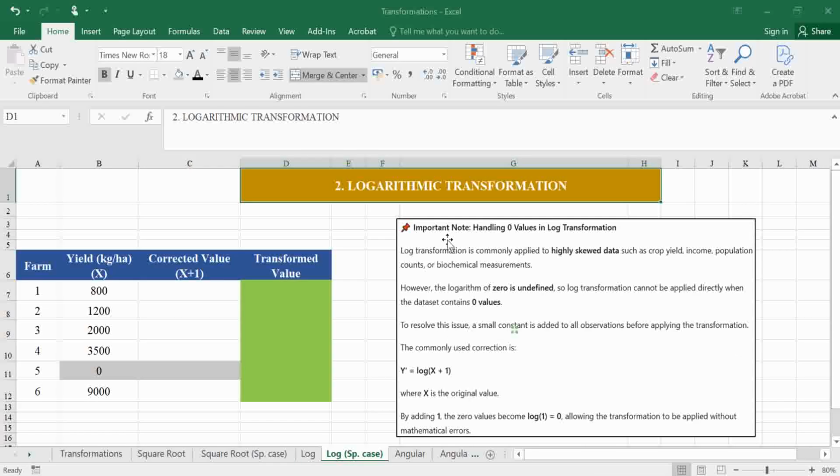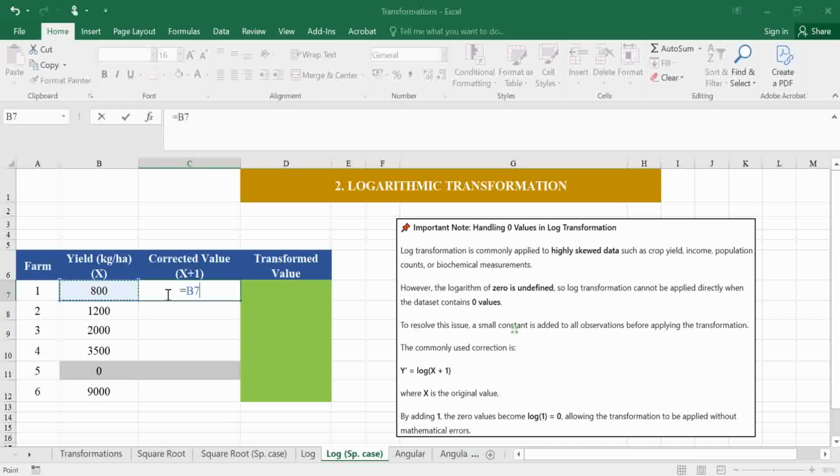Here also there is one important note to consider, the zero values. The logarithm of 0 is undefined. So log transformation cannot be applied directly when the dataset contains zero values. To resolve this, we have to do a small correction here, that is add plus 1 to our original values, that is equal to the original value plus 1. So we get the corrected value.